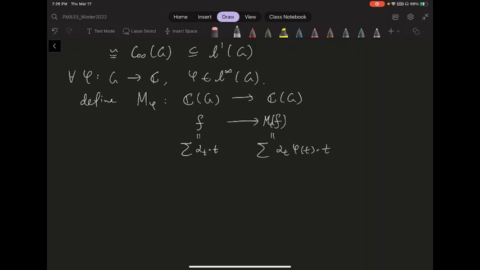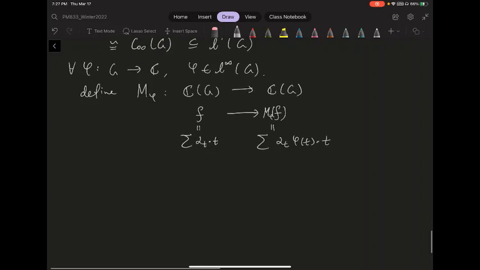Your phi is in L infinity, so if you think about the L1 norm, it doesn't really change your L1 norm too much, okay? It at most scales everything by the infinity norm of phi. So your m_phi really should be bounded on the L1 space. Because of that, you can imagine it's going to extend continuously, hopefully, to the C-star algebra, okay? So that's what we are going to prove.